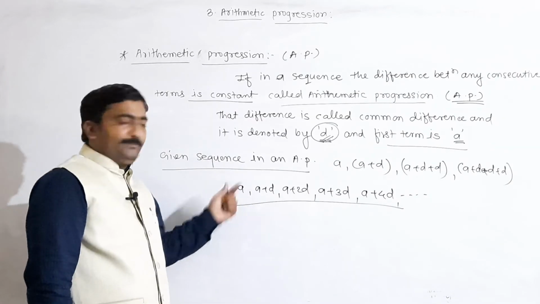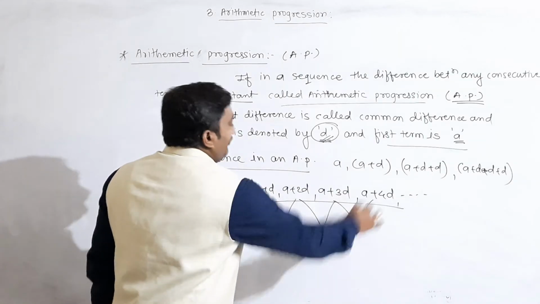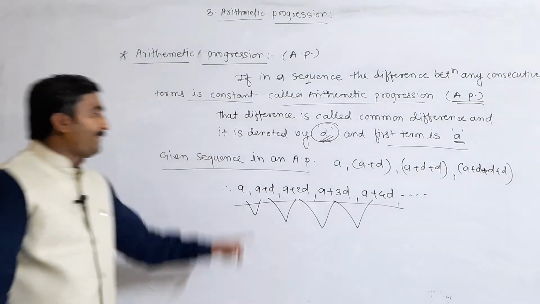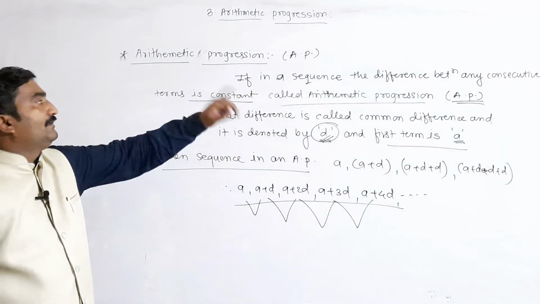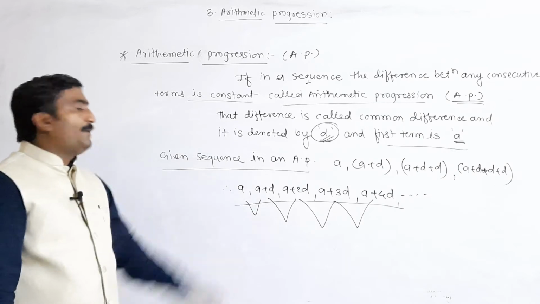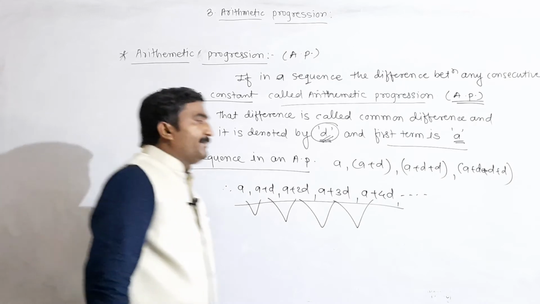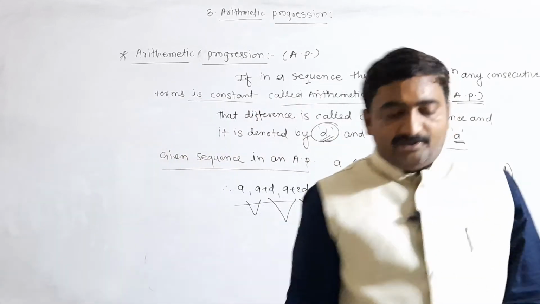In this way we can write the given sequence as an arithmetic progression. This is an arithmetic progression because in it each term has common difference D. So in this way we can write AP. This is an AP with first term A and common difference D. So we have to study here some examples depending on it.